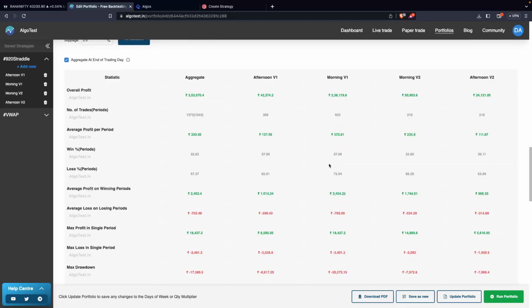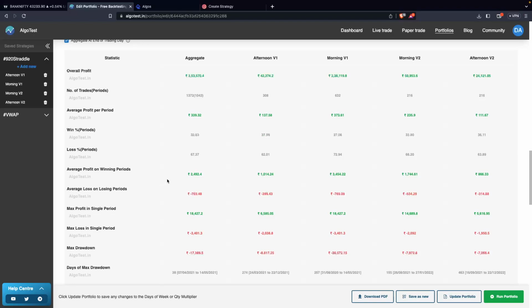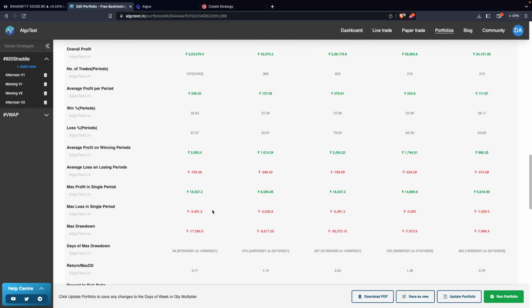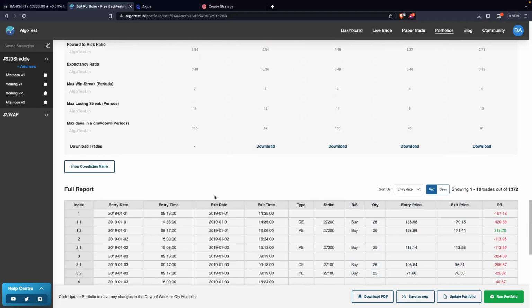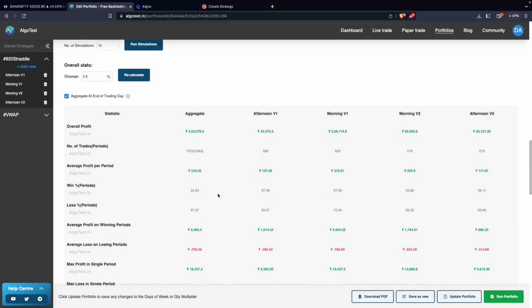If you look at average profit, the average profit per trade is 2,492 rupees, and the average loss is only 700 rupees. The maximum profit in a single trade was 18,427 rupees, whereas the maximum loss on a trade was 3,401 rupees. So this is the complete review of our algo and how it works.